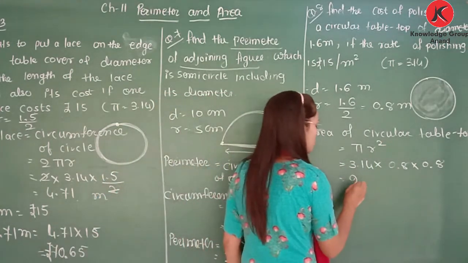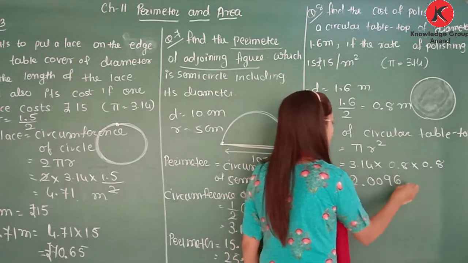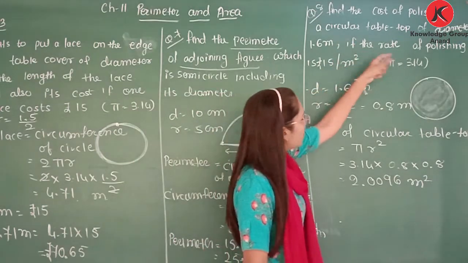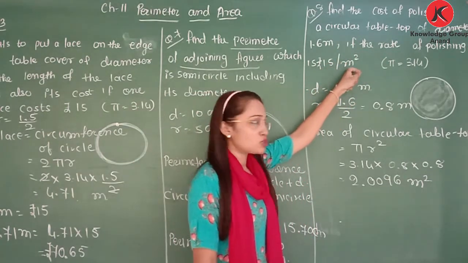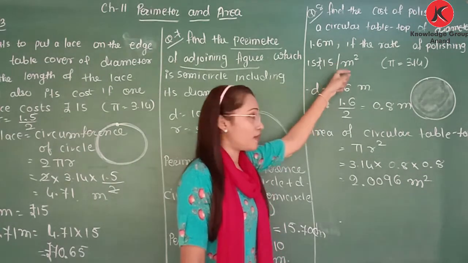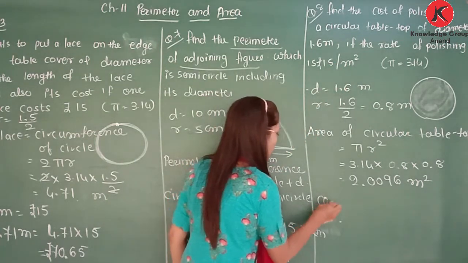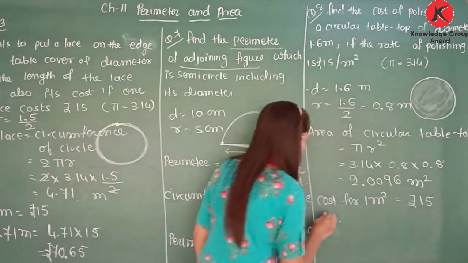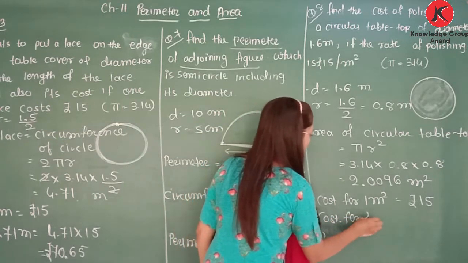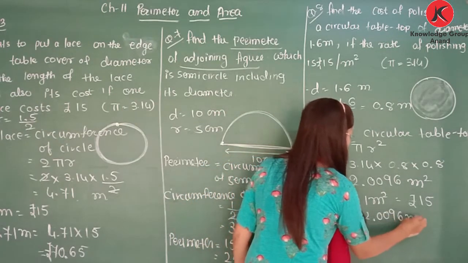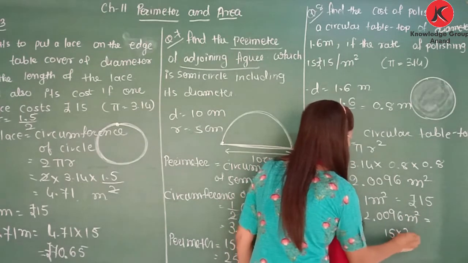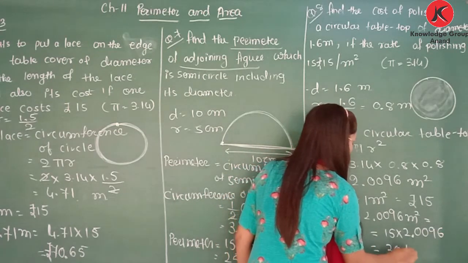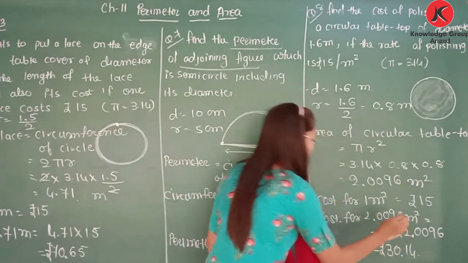Pi is 3.14. Radius is 0.8 multiply 0.8, because it is a square, so multiply 0.8 two times. If you multiply this, you will get 2.0096 meter square. Now the rate of polishing is 50 rupees per meter square, meaning 1 meter square costs rupees 50. So cost for 2.0096 meter square is equal to 50 multiply 2.0096. So you will get the answer. Clear?